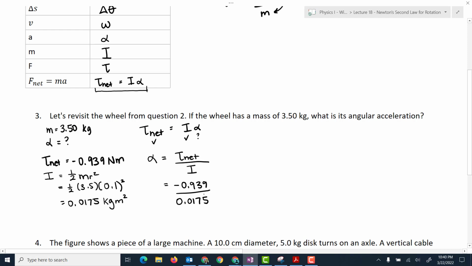And now I'm just going to divide those numbers. Negative 0.939 divided by 0.0175. And I get negative 53.7. Okay, it's alpha, which is angular acceleration, so my units are radians per second squared. Okay, what does the negative mean? I can rewrite it without the negative if I wanted to. 53.7 radians per second squared. It's in the negative direction, which means it's going clockwise. Okay, same direction as my torque.